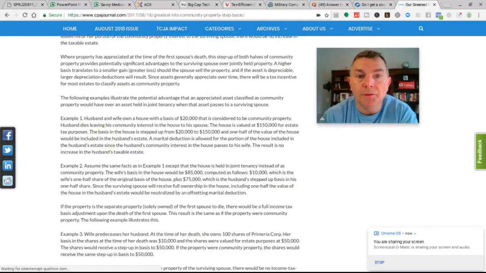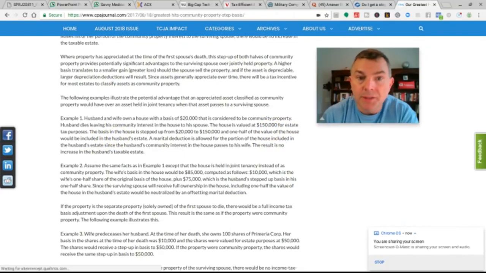Husband and wife own a house with a basis of $20,000 that is considered to be community property. Husband dies, leaving his community interest in the house to his spouse. The house is valued at $150,000 for estate tax purposes. The basis in the house is stepped up from $20,000 to $150,000, and 1/2 of the value of the house would be included in the husband's estate.